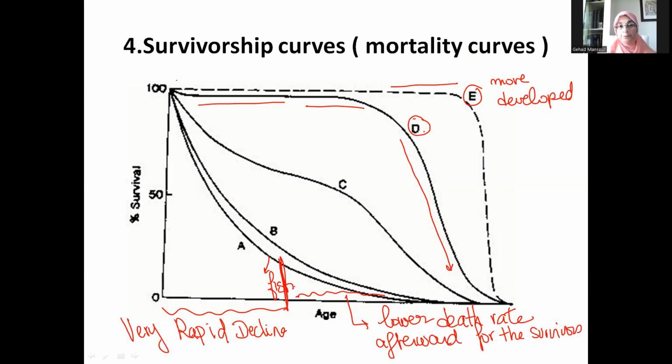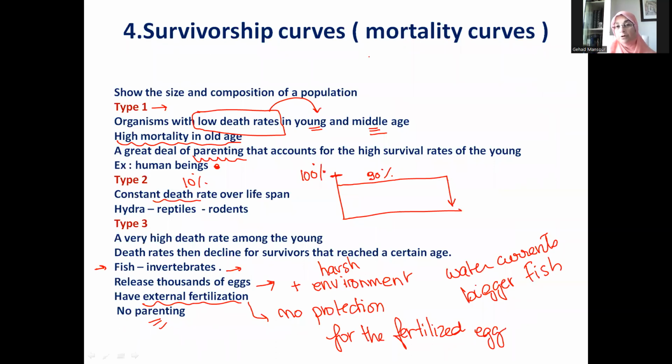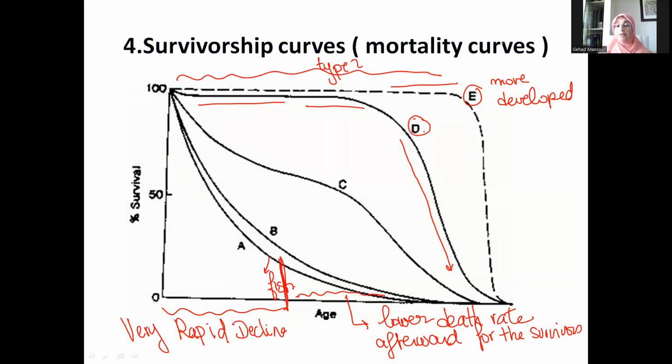This one might represent the type 2 that we talked about, for example, for hydra, reptiles and rodents, or it might represent the mortality curve for human beings in very developed countries, where people really stay until very old ages, almost unaffected by diseases, unless there is an emergent disease like cancer or an emergent incident like accidents, for example.